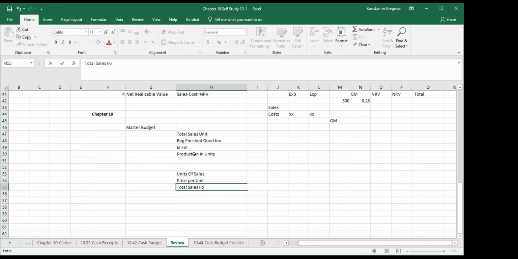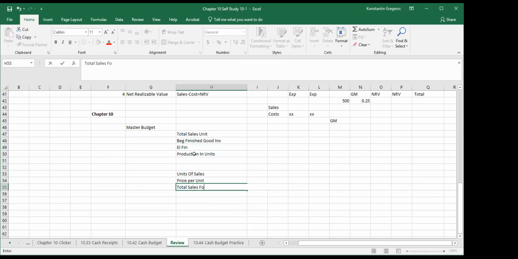What's next after that? You're going to do the direct materials budget, a direct labor budget, manufacturing overhead budget. You're then going to do your cost of goods budget. Well, before you do that, you want to calculate an inventory. You want to do a per unit cost of your product.